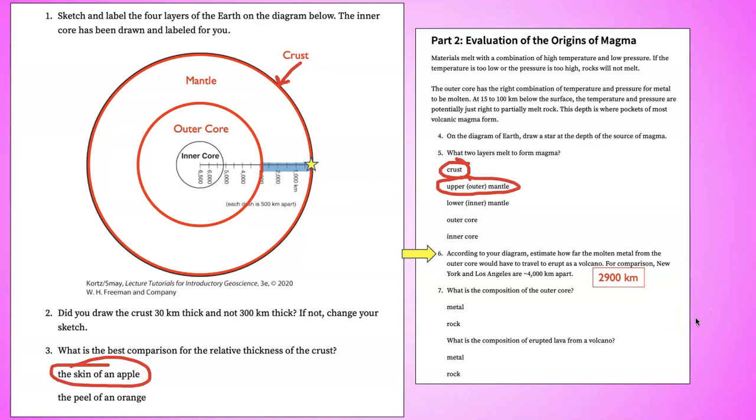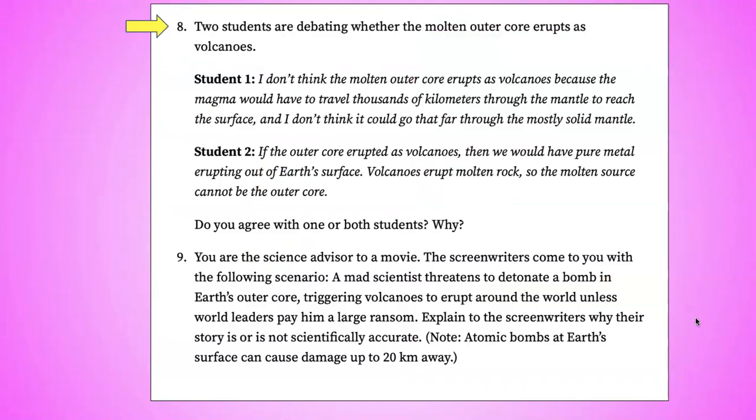Another problem with the core being the source of magma is its composition. So what's the composition of the outer core? It's metal. What's the composition of erupted lava from volcanoes? It's not metal, it's rock. So 2 students are debating whether the molten outer core erupts as volcanoes. Student 1 says they don't think that the molten outer core erupts because the magma would have to travel thousands of kilometers through the mantle. Student 2 says if the core erupted as volcanoes, then we would have pure metal erupting out of Earth's surface. And volcanoes erupt molten rock, so that doesn't seem likely.